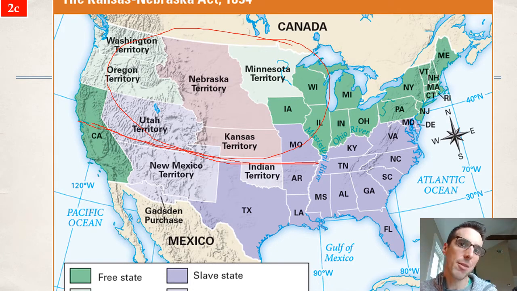Being in a free state doesn't make you free because there are no free states. Do you get it? This is why this is such a big deal. That's why it's such a bombshell. The Missouri Compromise has essentially just been declared null and void. The whole Band-Aid for keeping the nation together as we went west is gone, is blown up.